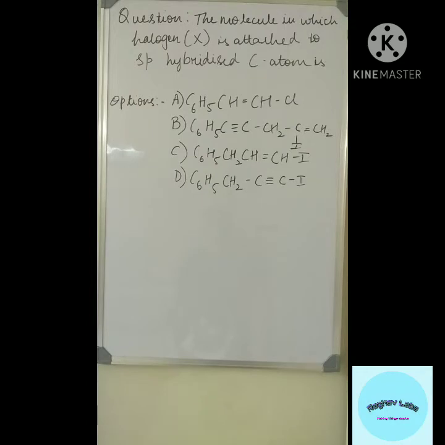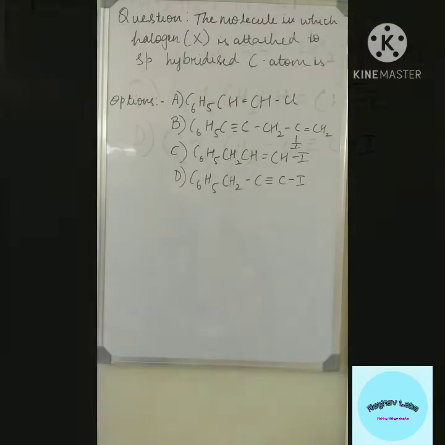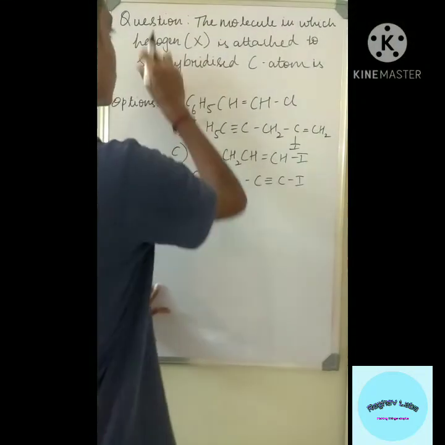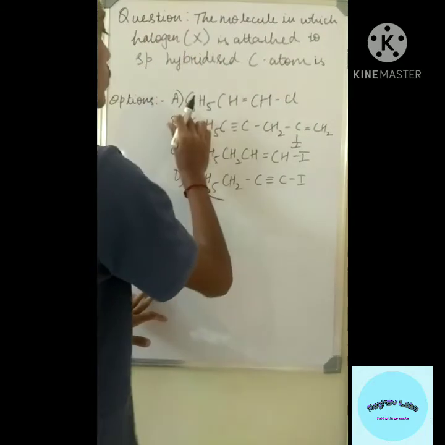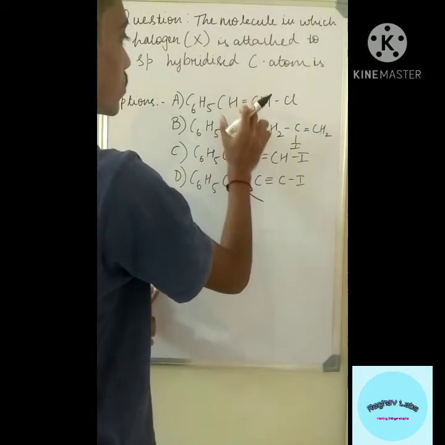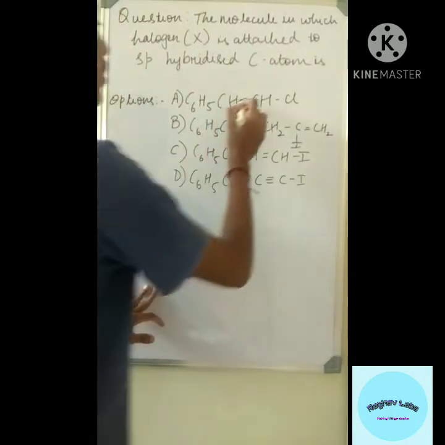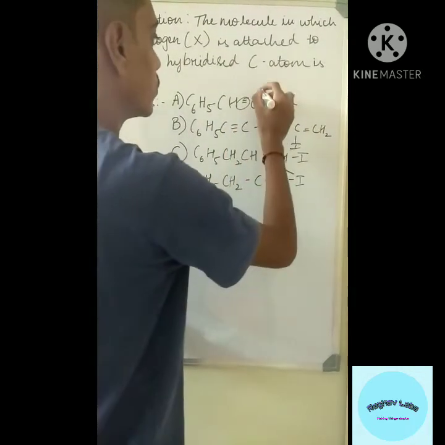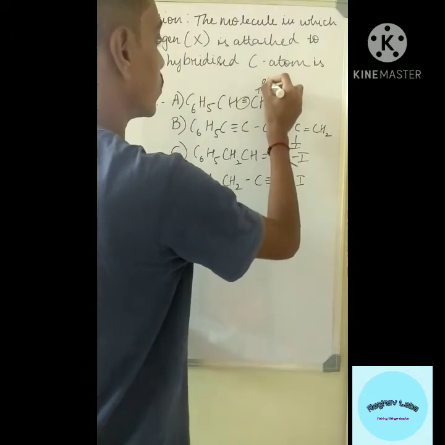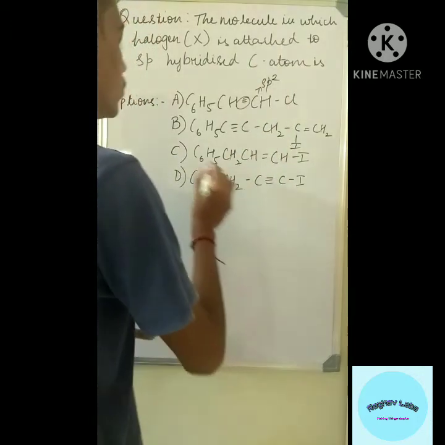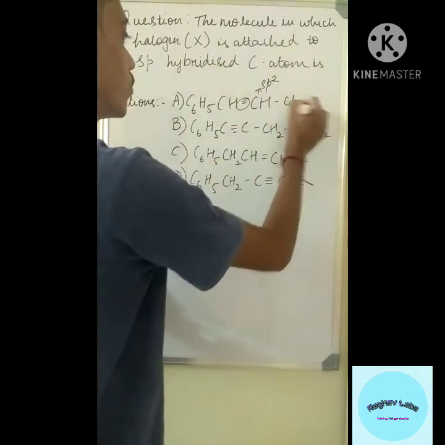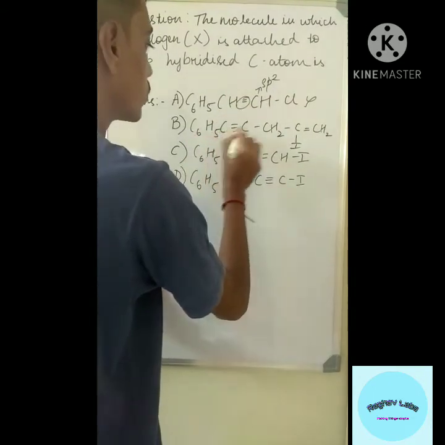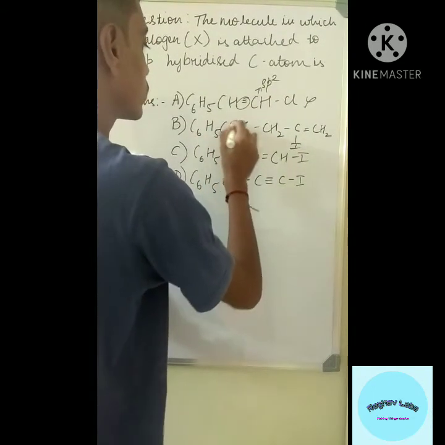Now, the molecule in which halogen is attached to sp hybridized carbon atom is. The options are as follows. In this, the molecule in which the halogen atom is attached to sp hybridized carbon atom, the sp hybridized carbon atom is the carbon which is bonded to other carbon by a triple bond, right? So if it is a double bond, it is sp2 hybridized carbon atom. So option A is wrong.